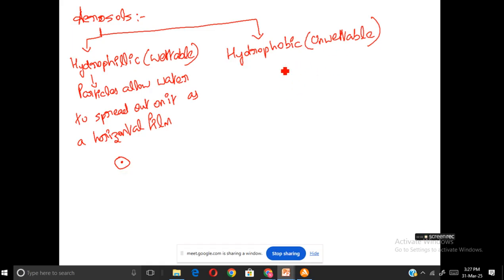And in case of hydrophobic aerosols, water forms spherical droplets on its surface.